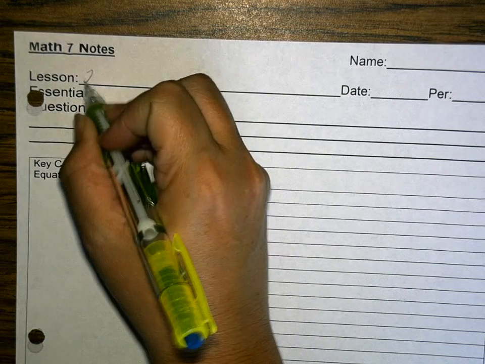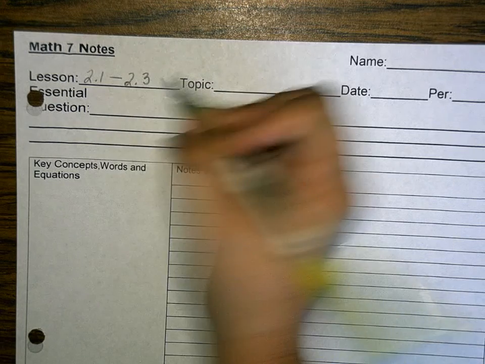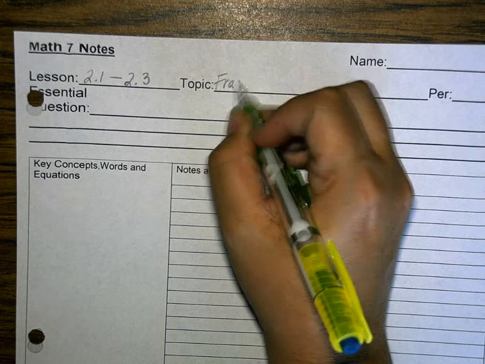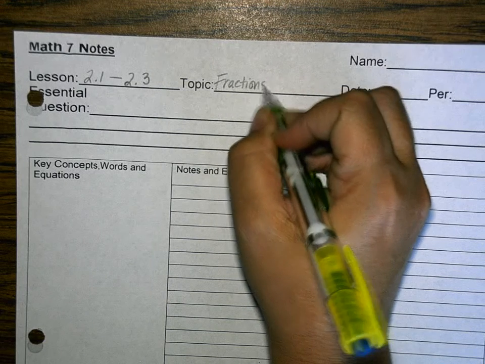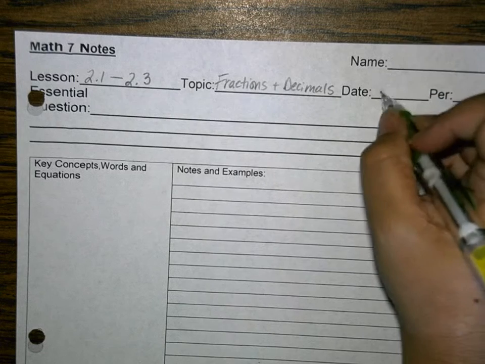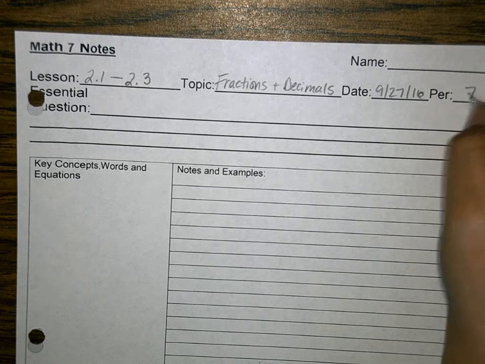Okay, so today we're doing lesson 2.1 all the way to 2.3, all on one page. And the topic is fractions and decimals. Okay, and it's 9:27, and this is period 7.